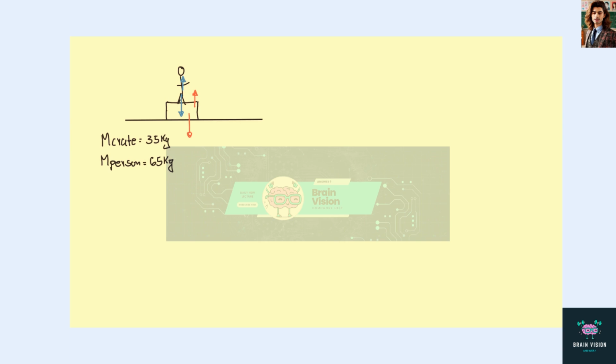Then, to solve the problem, we have to apply Newton's second law. First, let's apply Newton's second law to the crate. The net force acting on the crate is equal to the mass of the crate times the acceleration of the crate. Note that the crate is standing still, so it's not moving. Therefore, the acceleration is equal to 0.